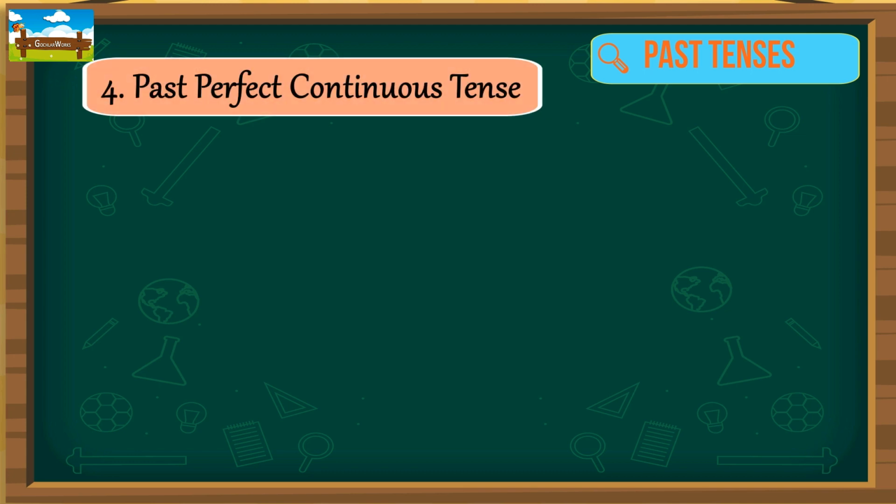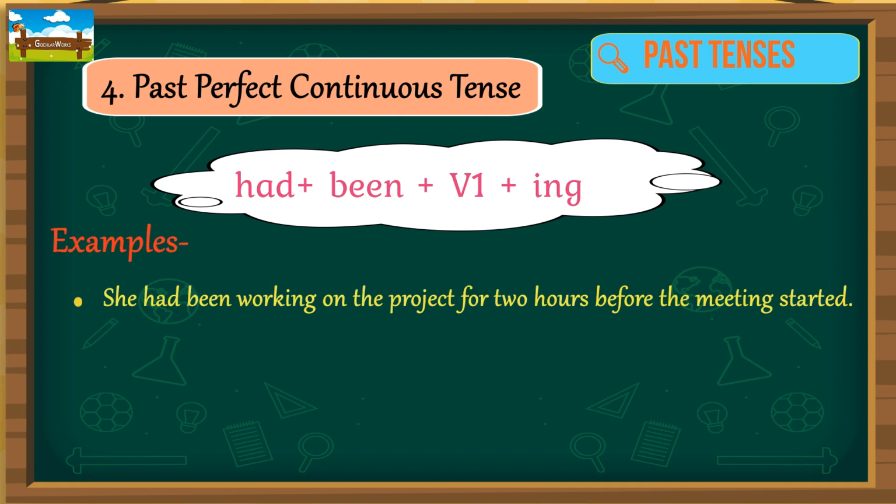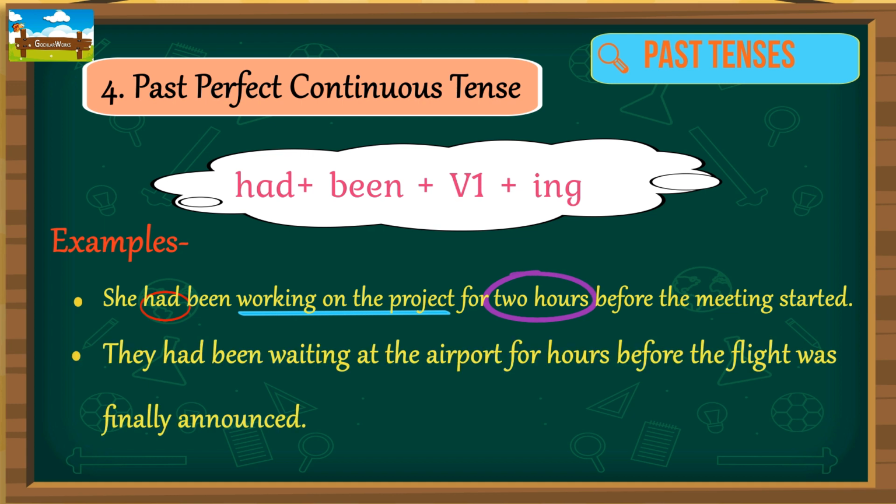Past perfect continuous tense is used to describe an action that had been ongoing for some time in the past, often emphasizing its duration before another event took place. This tense is formed by using had been followed by the base form of the verb with ing attached. Example: she had been working on the project for 2 hours before the meeting started. In this example, the action of working on the project was continuously happening in the past, and it had been ongoing for a specific duration, 2 hours, before another event, the meeting starting.